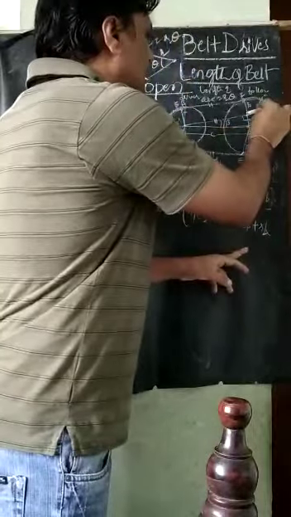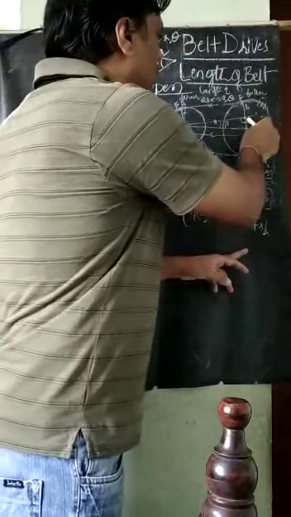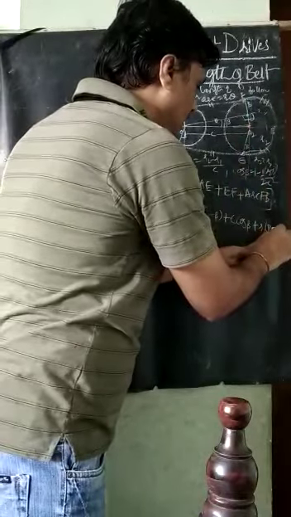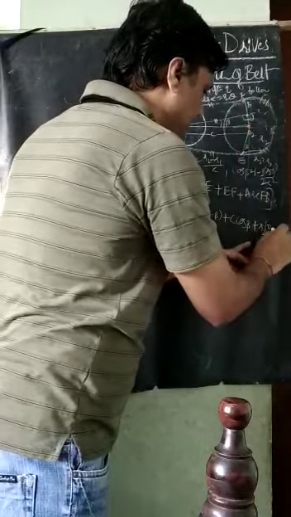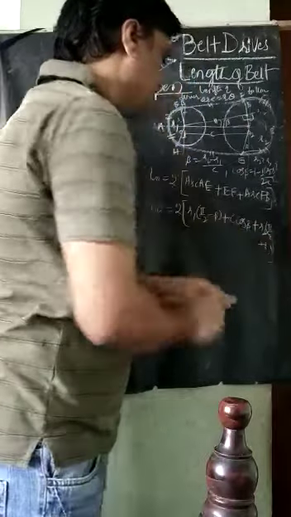This angle is how much here now? Up to this one it is pi by 2, then plus beta. It is pi by 2 plus beta over this one now.